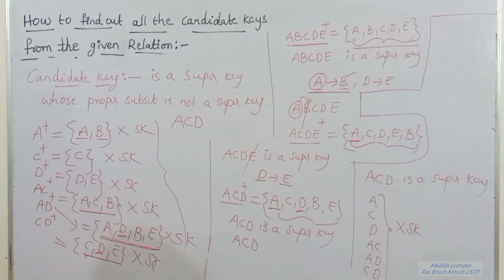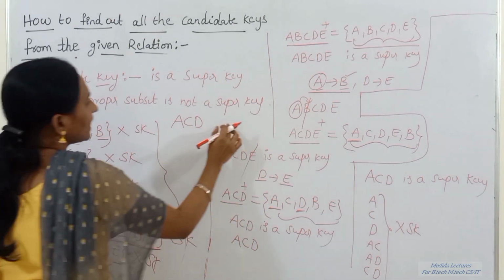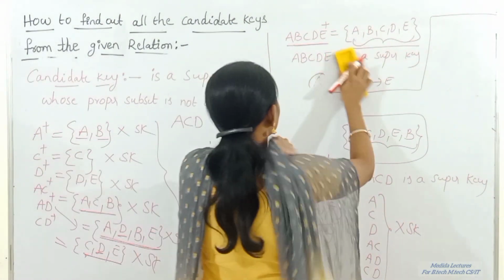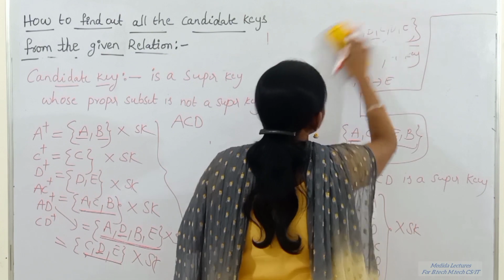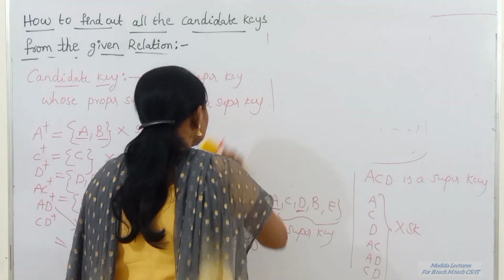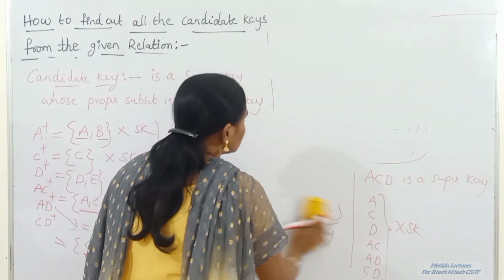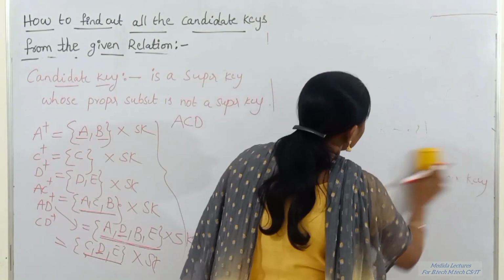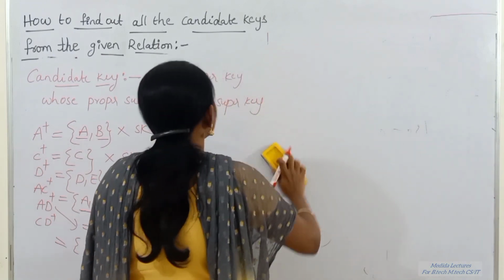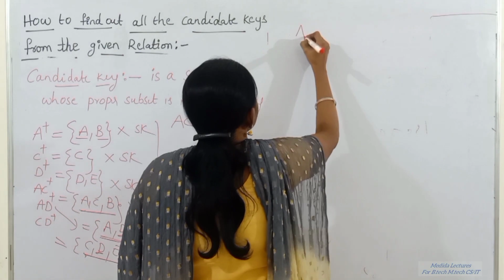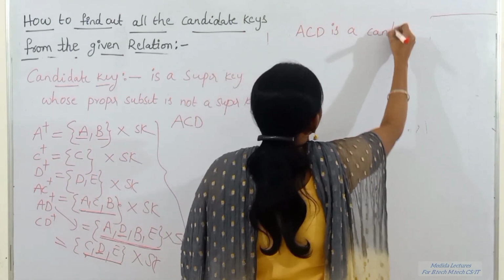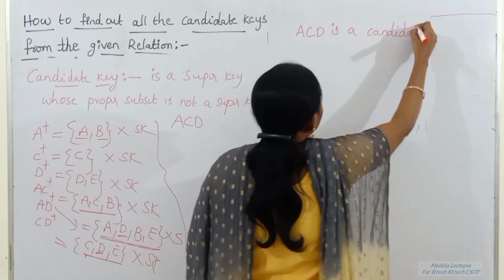So finally we can say that ACD is a candidate key. Why is ACD a candidate key? ACD is a super key, but proper subsets are not super keys. So finally we can say that ACD is a candidate key.